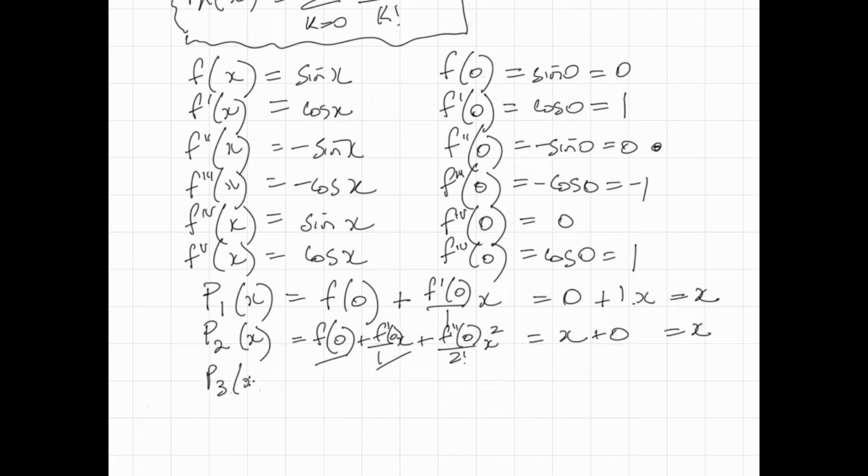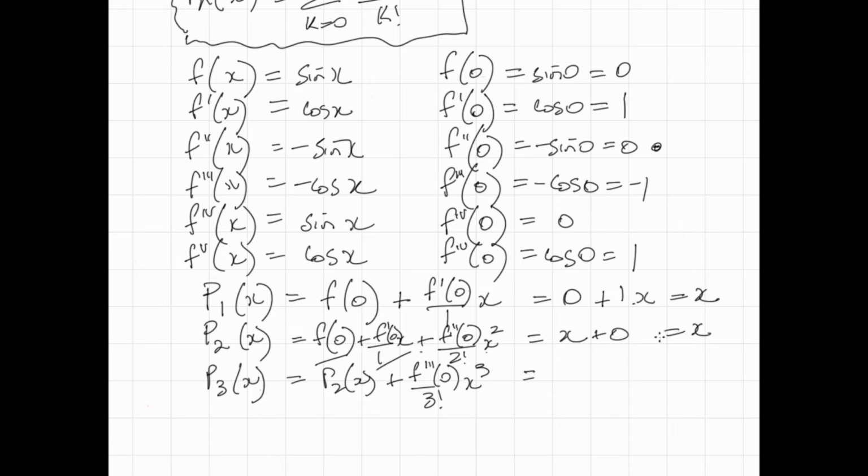P3 of x will be the second order, which will be just equal to that, plus the next term. Now the next term will be f triple dash 0 over 3 factorial x to the power of 3. So all it is is just adding on all of this plus the next term in the series. So rather than write all that, that's the same as P2. So it'll be just that plus that.